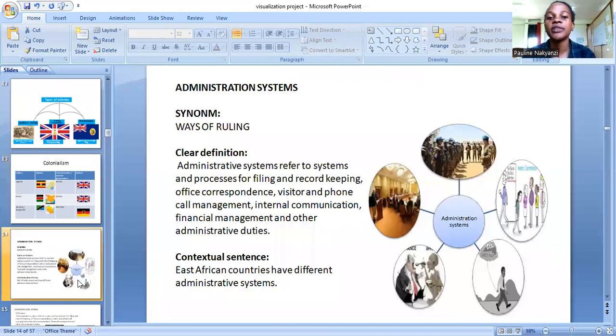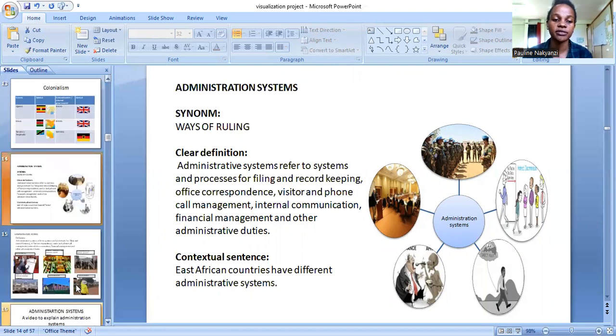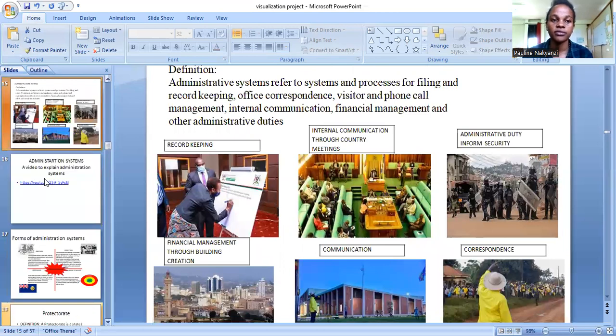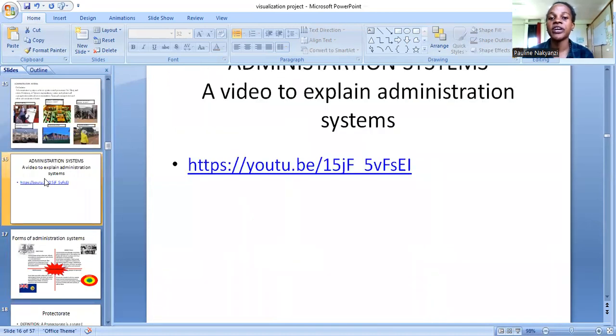Then I went to the administration system, and I used the FLAIR model, whereby it has a synonym, a clear definition, contextual sentence, and then the word spider on it to show its meaning. Further, I gave its definition through the use of pictures as labeled, and still provided a video for more understanding.